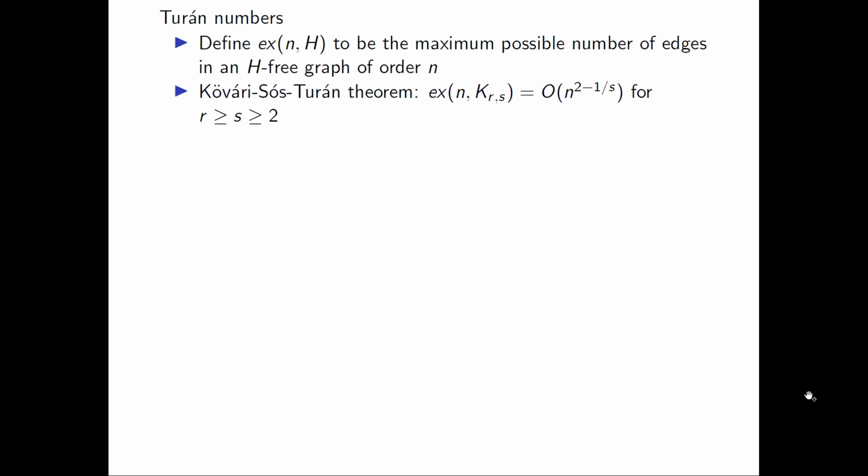And that theorem says that the Turan extremal function of n comma k sub r comma s, the complete bipartite graph with parts of size r and s, is big O of n to the 2 minus 1 over s. So the Turan theorem gives an upper bound on that Turan extremal function. And it's an open problem to determine whether or not that upper bound is tight up to a constant factor.